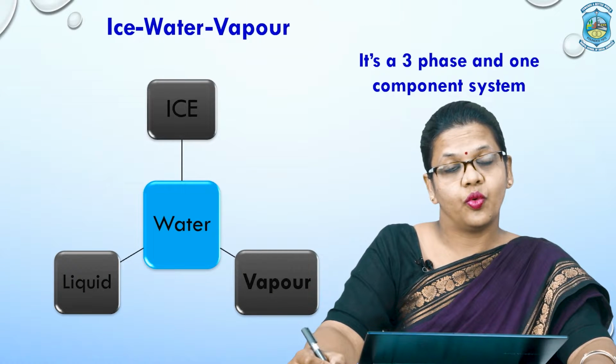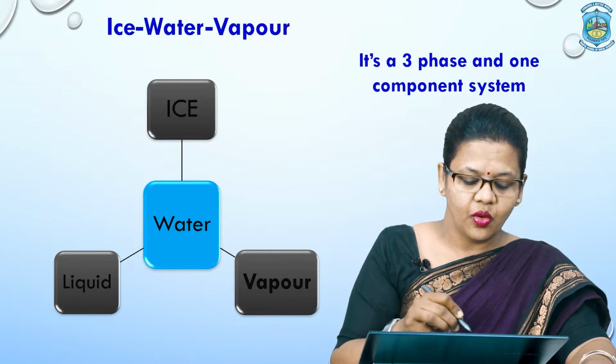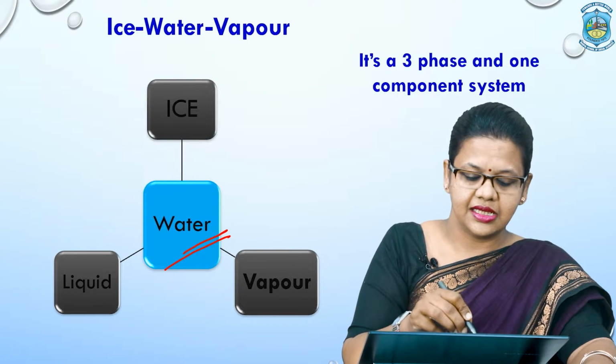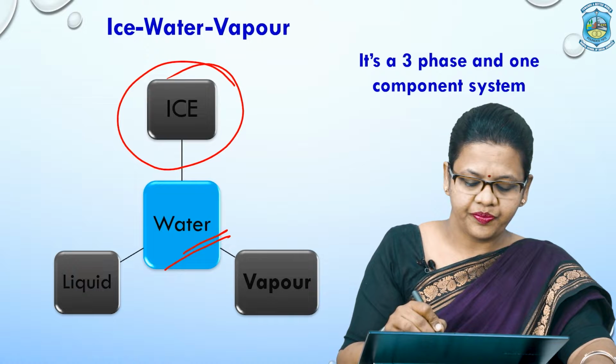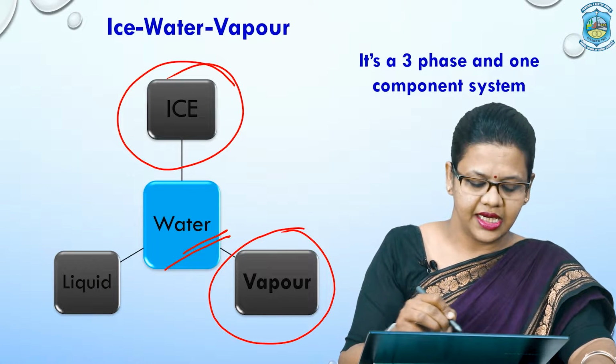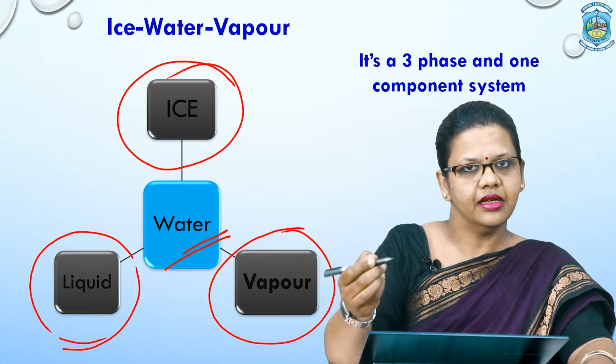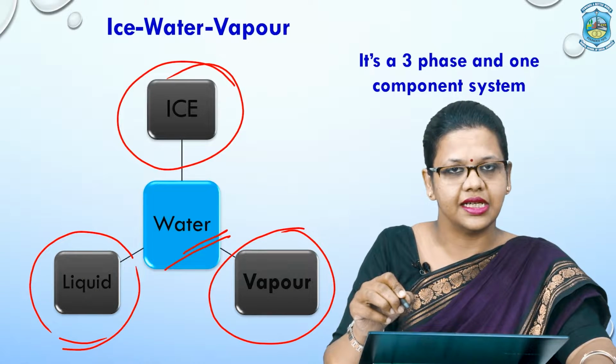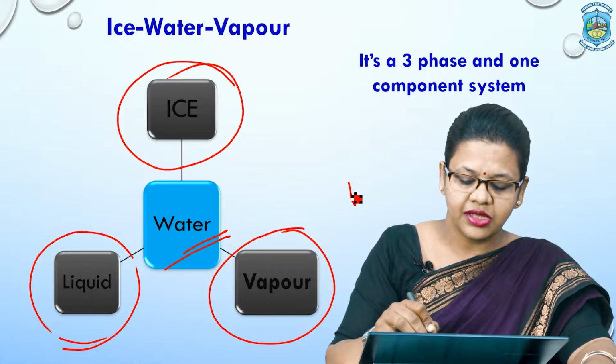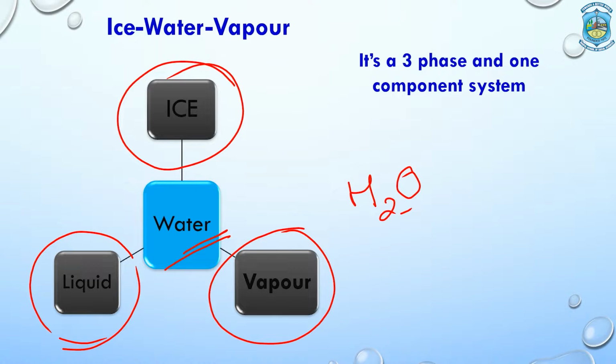We had discussed what we mean by a one component system. We know water exists in three states: ice, which is the solid state, vapor, which is the gaseous state, and liquid water in the liquid state. But chemically, to describe the composition of each, we need only the formula H2O. That means the composition of each of these three phases is described by only the component H2O. Therefore, it is an example of a one component system which exists in three phases.